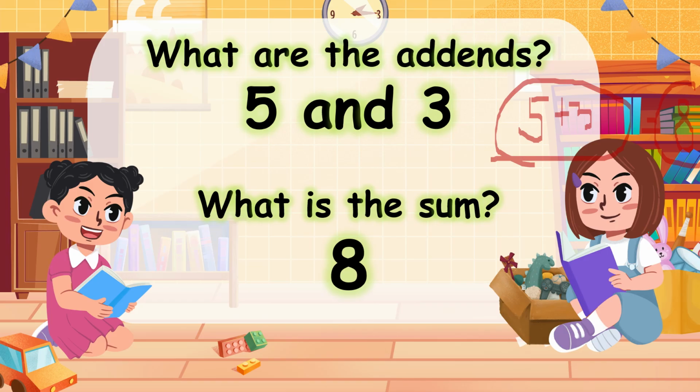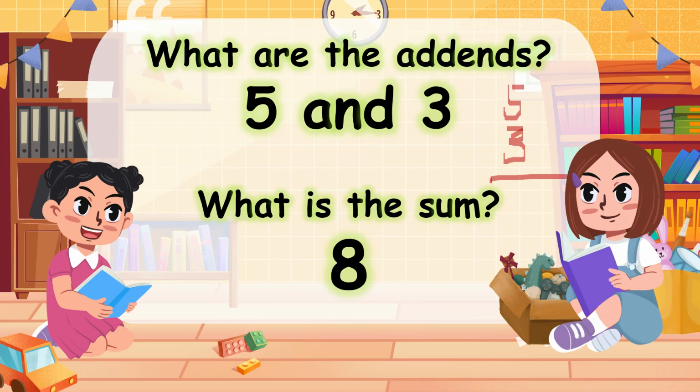But, as I said, we always have to do it vertically, just like this. 5 plus 3, they should be aligned, okay, because they are the same in the ones place. 5 plus 3 is 8, okay? So these are the addends and this is the sum, okay? So let's now move to the next.